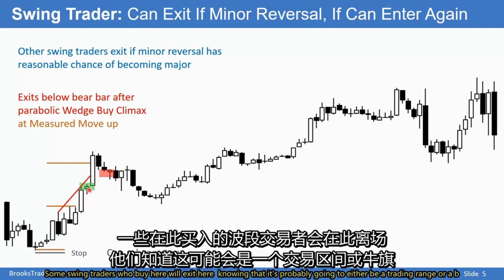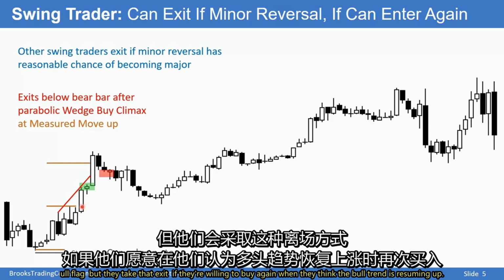This might become a large trading range, and it could test all the way down to the bottom here. Some swing traders who buy here will exit here, knowing that it's probably going to either be a trading range or a bull flag, but they take that exit if they're willing to buy again when they think the bull trend is resuming up.